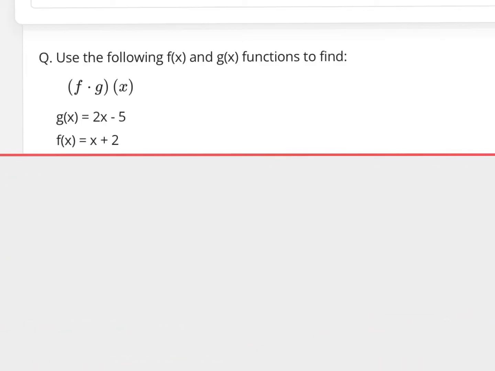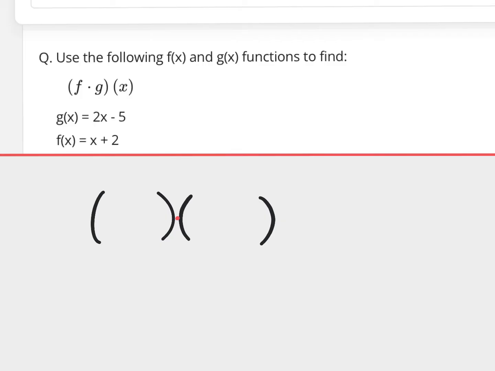Next question, we need to multiply the f function with the g function, right? So the f function is x plus 2, and we need to multiply it with 2x minus 5. That's what this function notation is saying. Multiply your f function with your g function, okay? So we're going to write them in parentheses. Since we have two binomials and we need to multiply them, might as well write them with parentheses with the multiplication sign in between them.